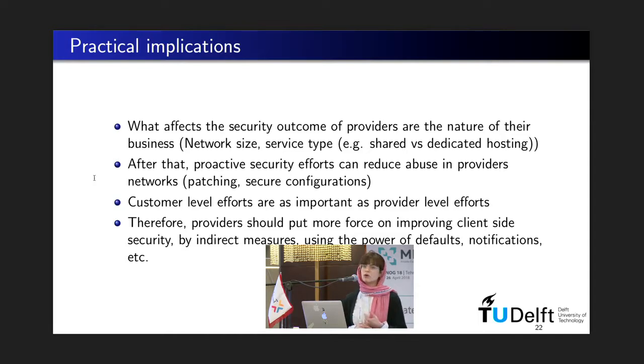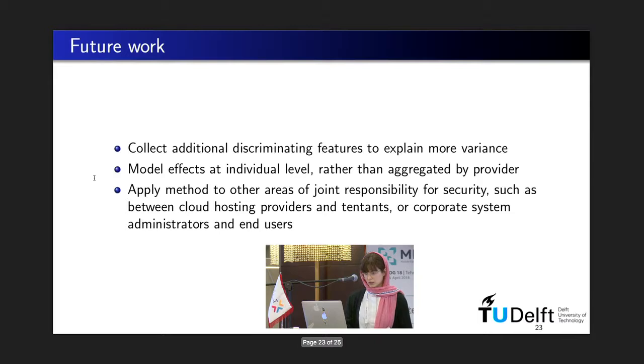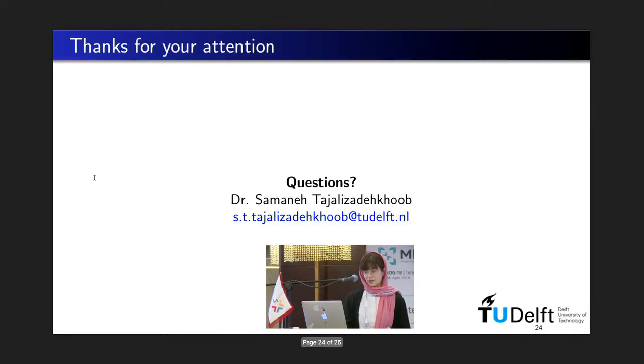Something that has always been said, patching outdated software, also plays a really significant role in terms of security, and that, as other research showed, is very much recommended by this research as well. That's it. I'm happy to receive questions if there are any.